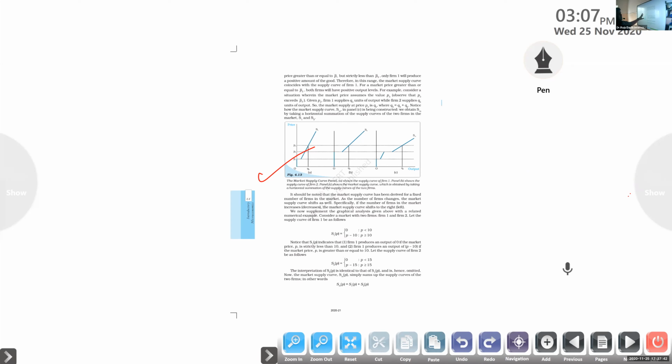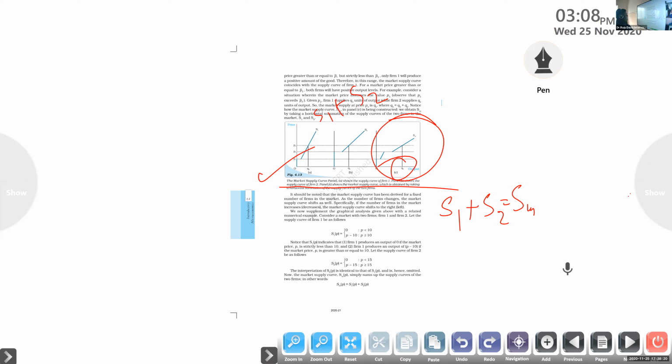Different firms are using different methods to produce the product, so their costs of production are different. Finally, in panel C, we can see the market supply curve. It is the sum of S1 and S2, the supply curve of firm 1 and the supply curve of firm 2. It is the sum of the horizontal distances of both panels. That is what we explained up to here.